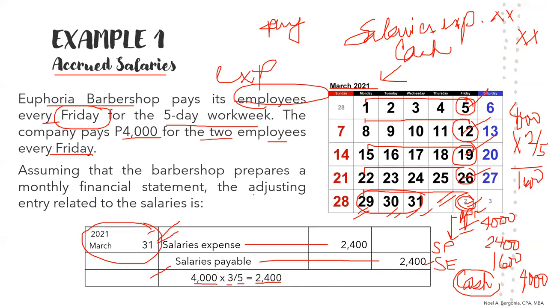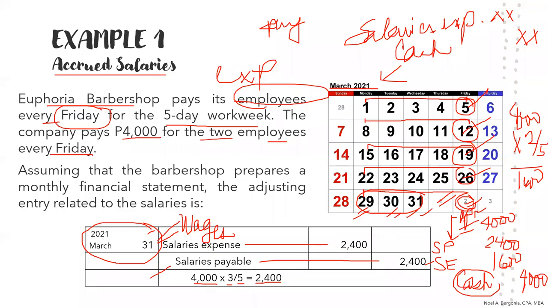Sir, may nakita akong account title na wages. Similar din pa dun sa word na salaries. Yes, class. So if you've seen the word wages, kung wala yung salaries, then you can use that as well. Okay? Because wages and salaries are synonymous to each other. Okay? So are we good on that? So that's our example number 1.